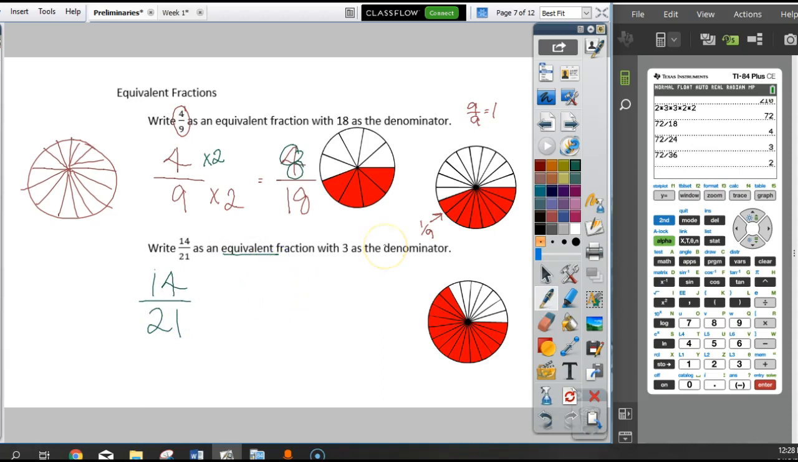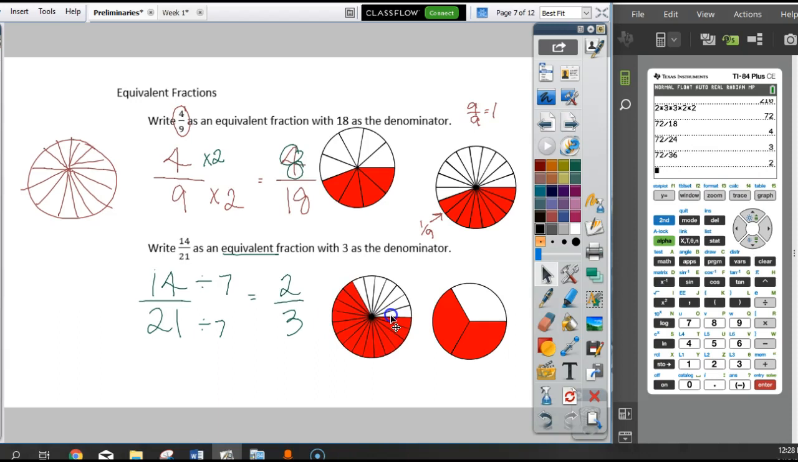So same idea, we have 14 over 21, and we want to write this as an equivalent fraction with 3 as the denominator. So notice our denominator is going to get smaller. Well, to go from 21 to 3, I need to divide by 7. And if you do something to the denominator, you have to do the same to the numerator. Otherwise, it changes the amount that you're representing. So if I divide both the numerator and denominator by 7, I end up getting 2/3.